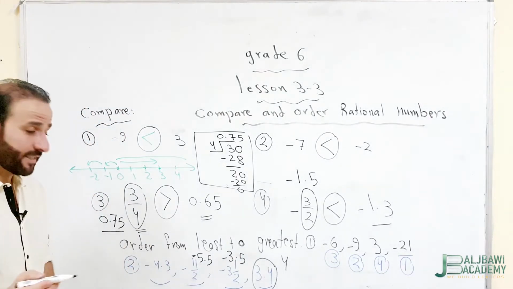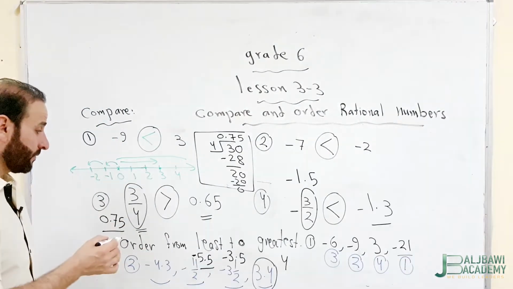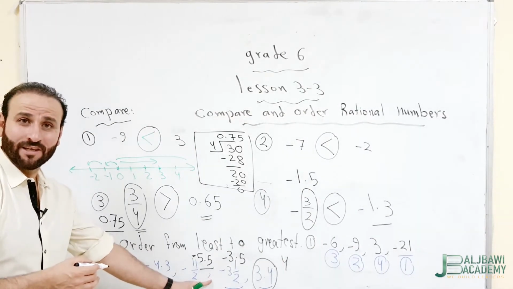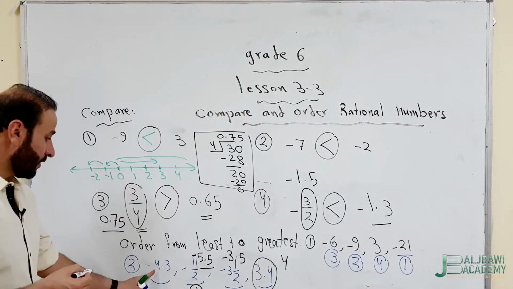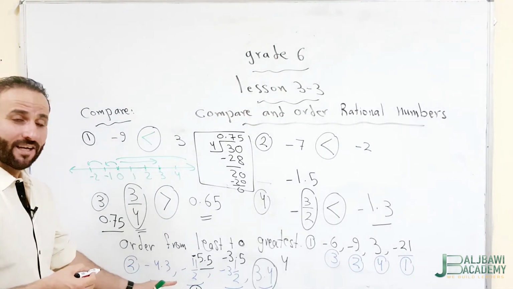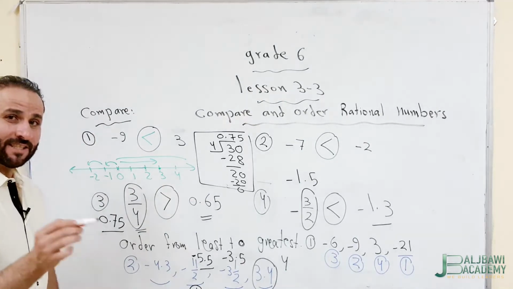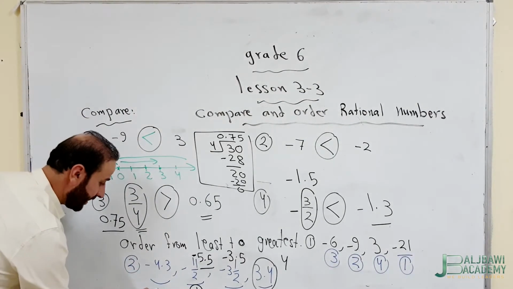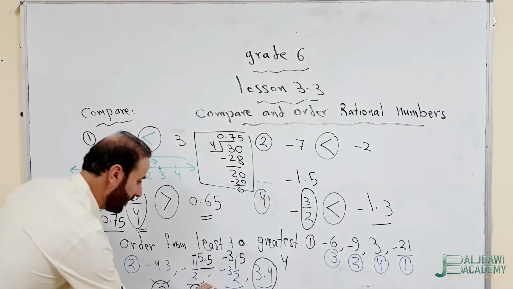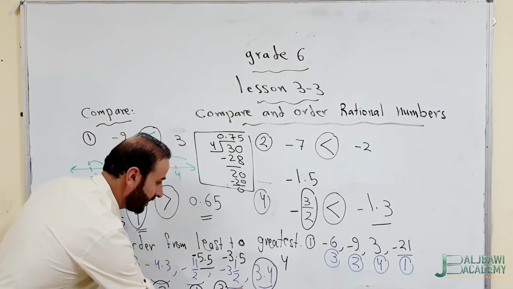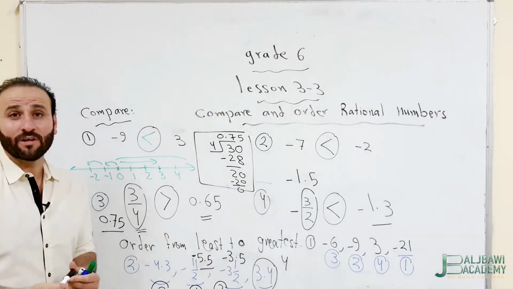Now without the negative sign, 5.5 is the greatest among them. So it will be the least. So this will be the first one. And then 4.3 is greater than 1.5. But when it is negative, 4.3 is less than 1.5. So this will be the third, and this will be the fourth one, as I mentioned before.